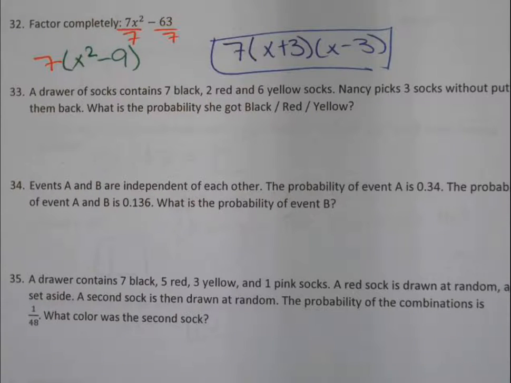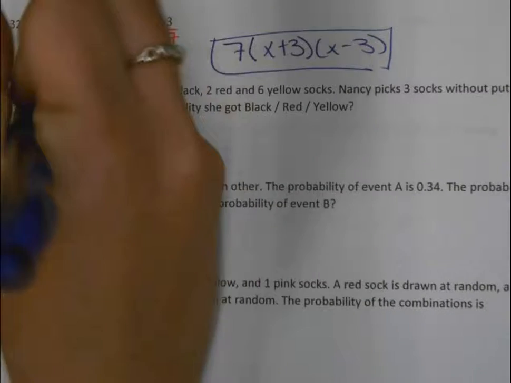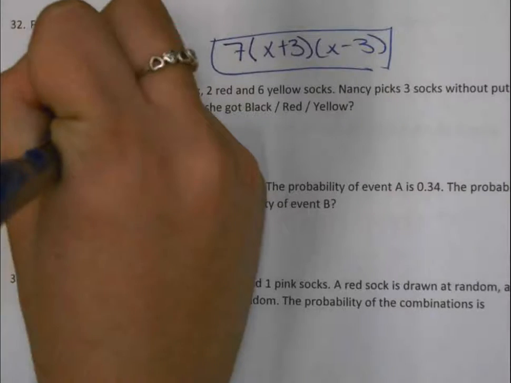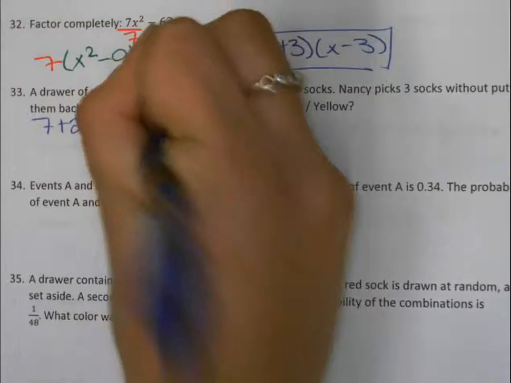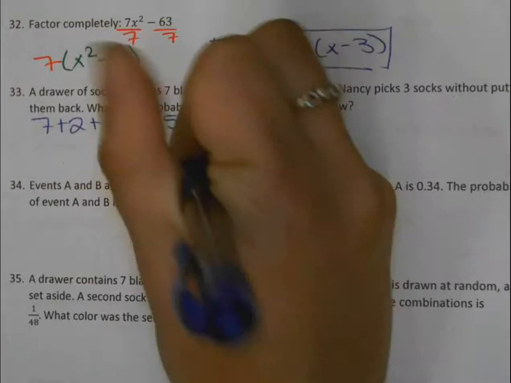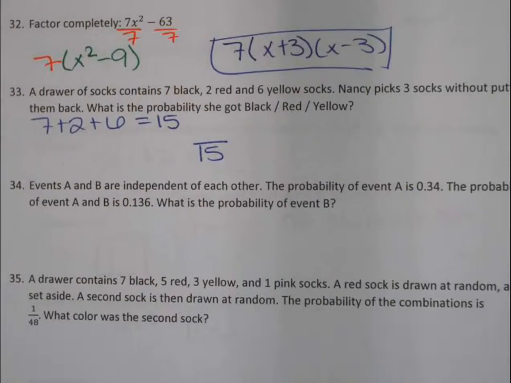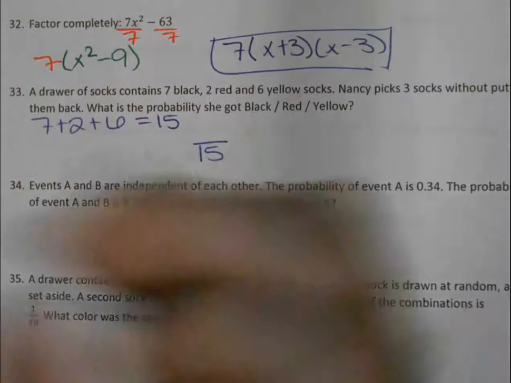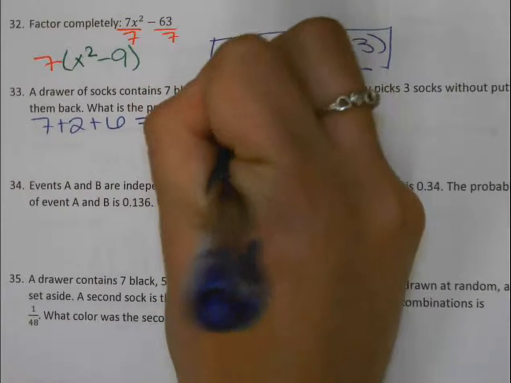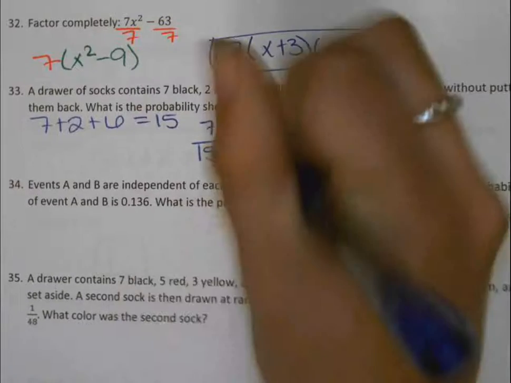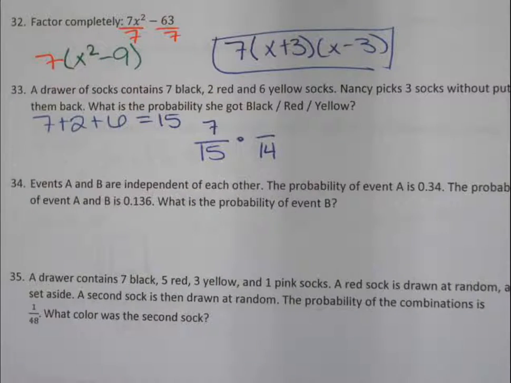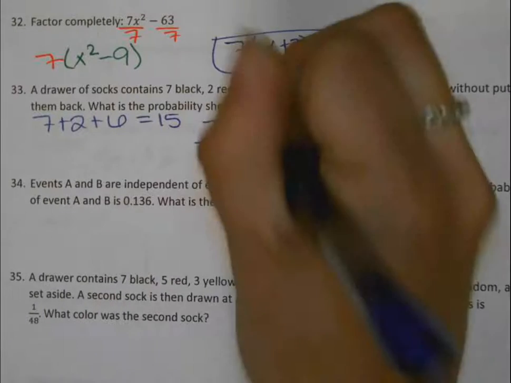Okay. 33 is the sock problem. I have 7 black socks, 2 red, and 6 yellow. So I add them together and I get 15 total socks. The first sock choice I want, I have all 15 socks in the drawer. I want black, so there were 7 black socks in the drawer. Then I'm holding on to the sock because I'm hoping for a pair. So now there's only 14 socks in the drawer. How many of them are red? 2.